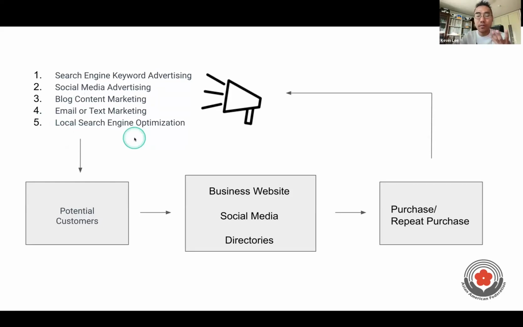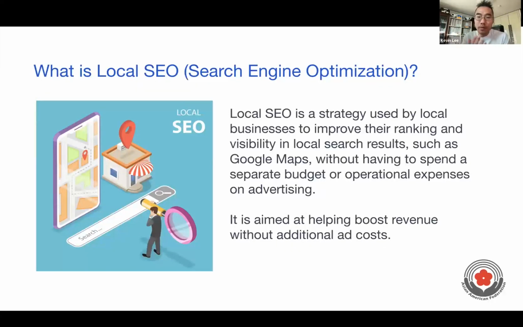And you guys might be wondering, okay, what is that, right? It's pretty much a strategy used by local businesses to improve their ranking and visibility in local search results. But unlike a lot of the other digital marketing that I've talked about, what I want you guys to take away is that with local search engine SEO, we don't really have to spend that much budget or have a lot of operational expenses on advertising to actually perform well and bring results to businesses. So it's aimed to help boost revenue for small businesses without additional ad costs. So that's a huge benefit of local SEO.